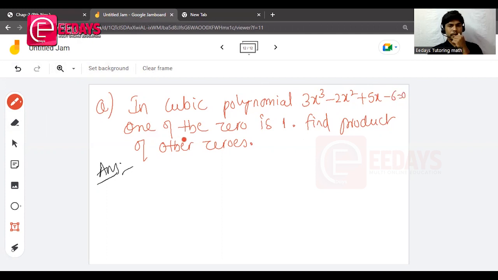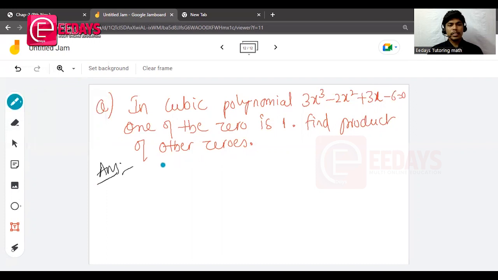All right. Alpha into beta is c by a. Okay, let's do one thing. Here it is 3x, here also this is 3x. I'm giving some random sum. I just changed the numbers, but the question is the same. One of the zeros is given as one, and find the product of the other zeros.